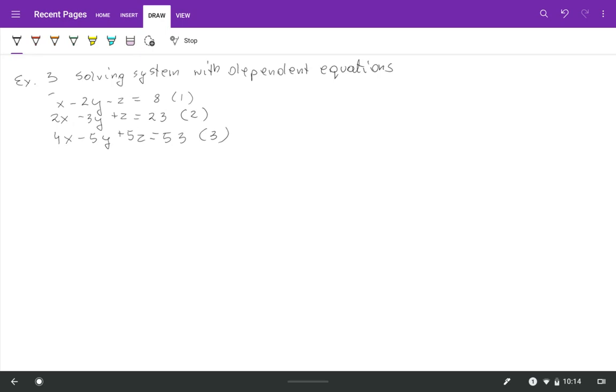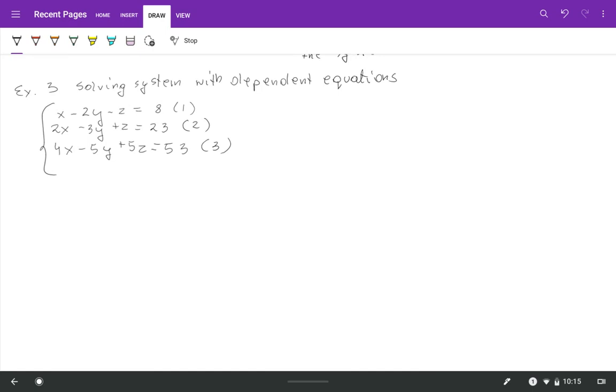Equation 3. So the same idea, I'm going to work with equation 1 and 2 and then 1 and 3. And usually I stick to that because I'm trying to be organized and not mixing different equations. So I have to come up with the plan. So the plan is to eliminate, and I want to eliminate variable z. So first I'm going to work with equation 1 and 2.